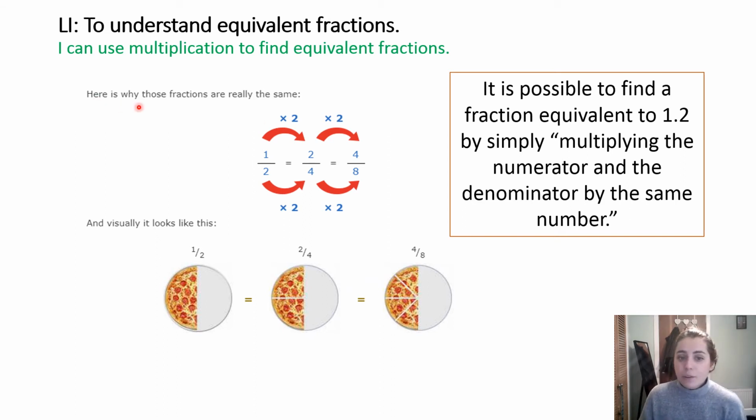So here is why those fractions are really the same. So 1/2, I've decided I'm going to multiply my numerator and my denominator by 2 each time. So I've got 1/2, I've multiplied my numerator by 2, which gives me 2. Then if I'm going to find the next one up, I'm multiplying it by 2 again. And then each time I'm multiplying by 2 on the denominator. So whatever I do to the top, I must do to the bottom. That's how I find an equivalent fraction.